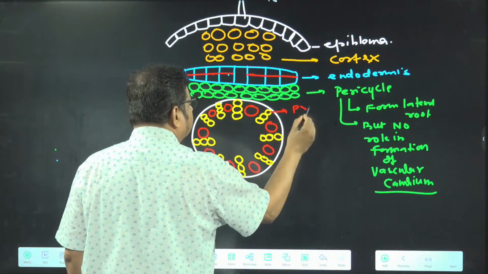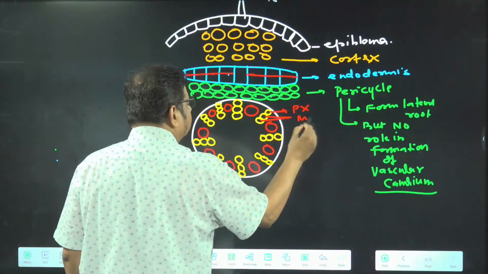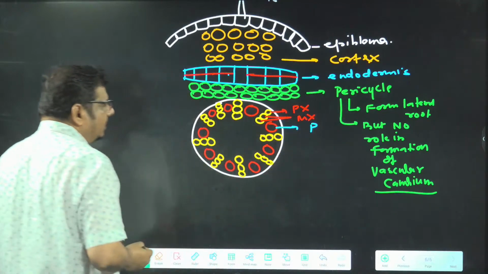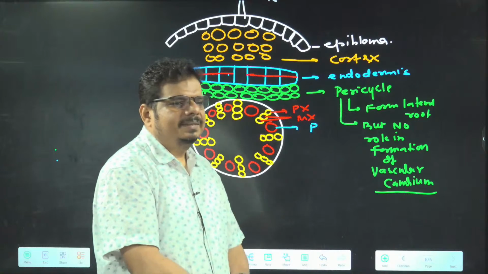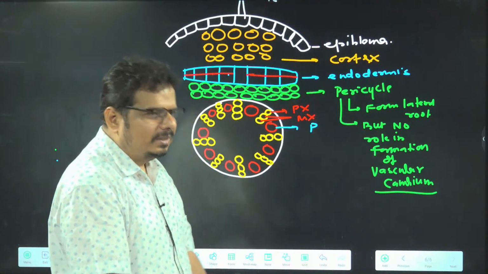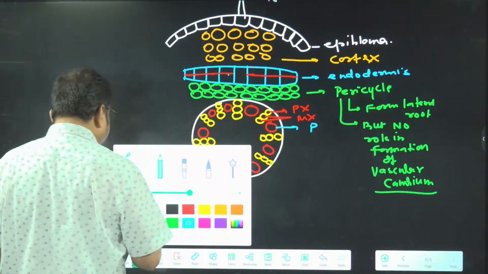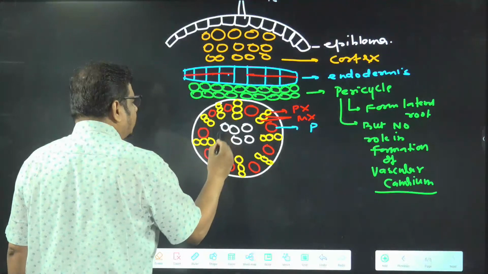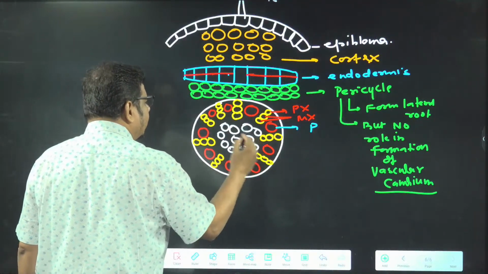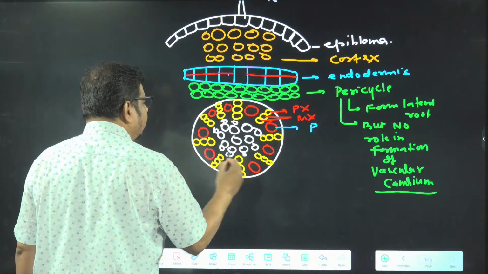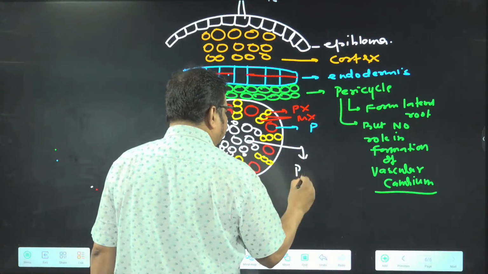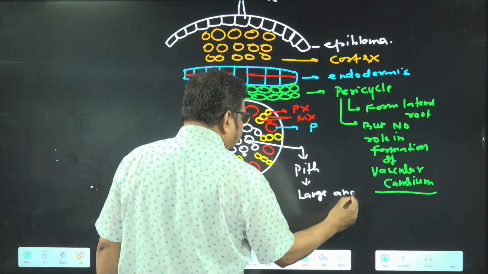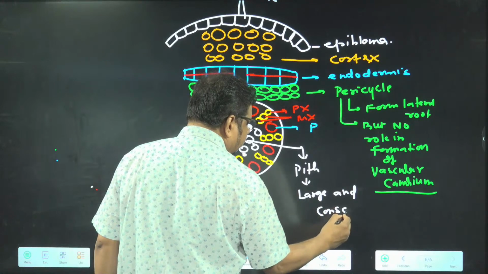This is protoxylem and these are metaxylem. And this particular labeling is phloem. So what you are finding? How many vascular tissues are there? More than 6 vascular tissues are there. And what is well developed? What is large and conspicuous? Pith. Pith is well developed. Are you getting the idea or not? So pith is large and conspicuous.